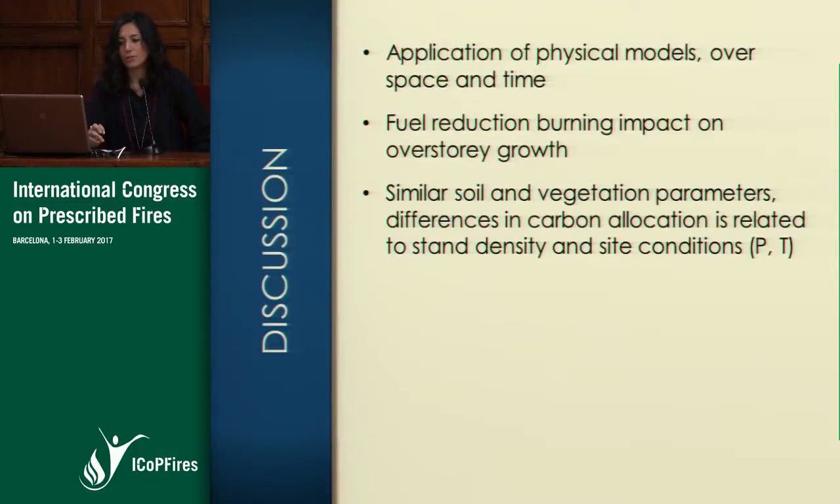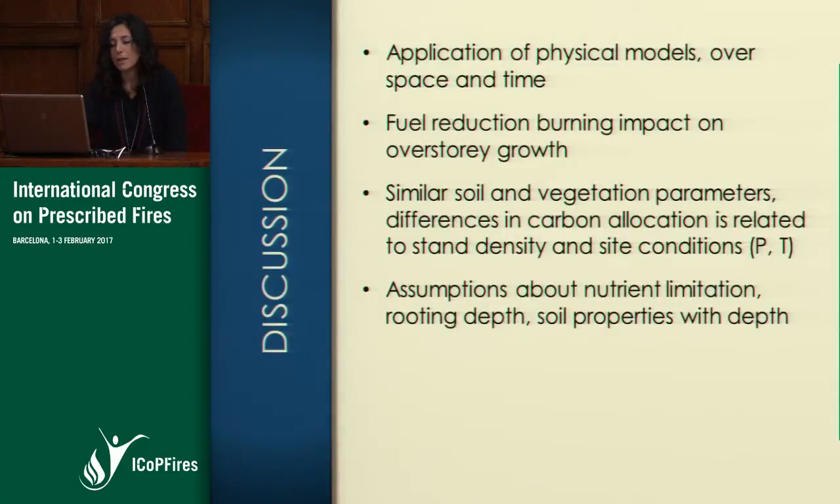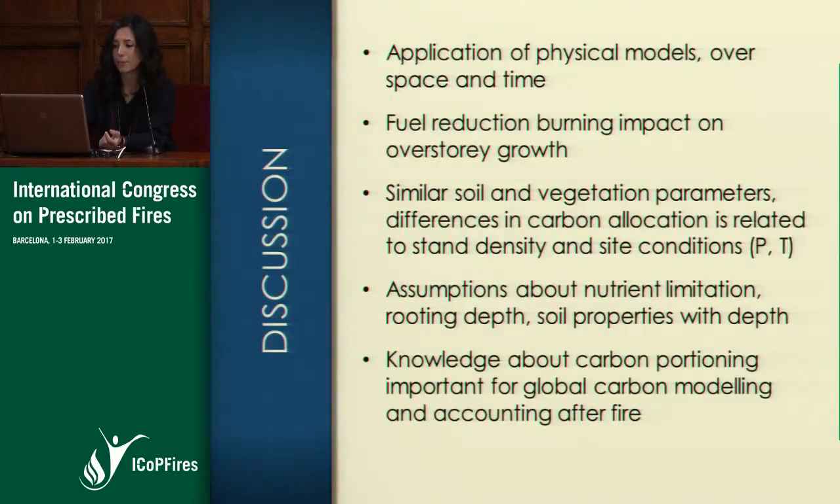We use similar soil and vegetation parameters. So the differences in carbon allocation are mainly related to the stand density and site conditions, which is rainfall and temperature. And we made assumptions that there is no nutrient limitations, or assumptions about soil properties remaining unchanged with depth. So making these assumptions more accurate could give us more accurate model predictions as well. So knowledge about carbon partitioning is very important for global carbon modeling and accounting after fire. We have plenty of empirical models. We need more generic models that we can apply for larger scales.